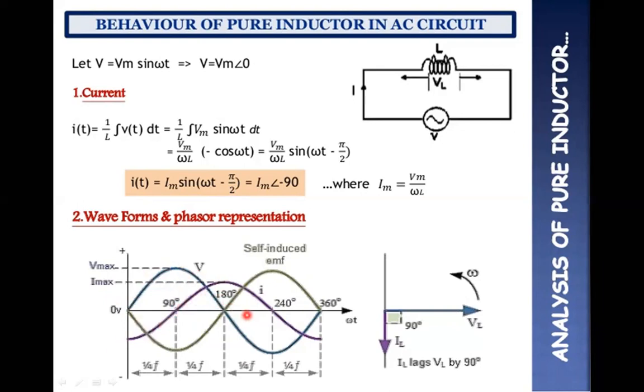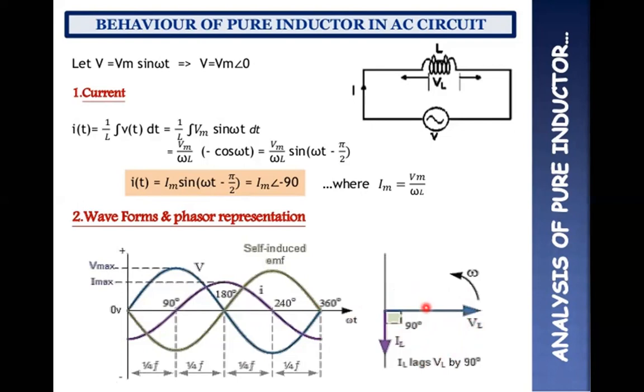And this is the self-induced EMF. According to the phasor diagram representation, this is the voltage, and here we can see that the current is lagging the voltage by 90 degrees. This is the phasor representation.